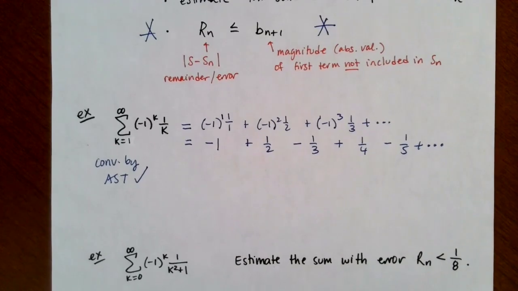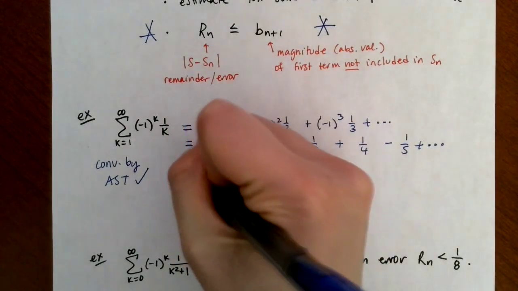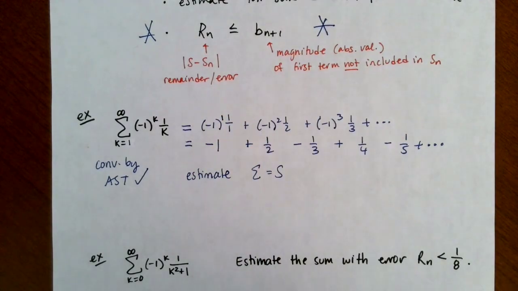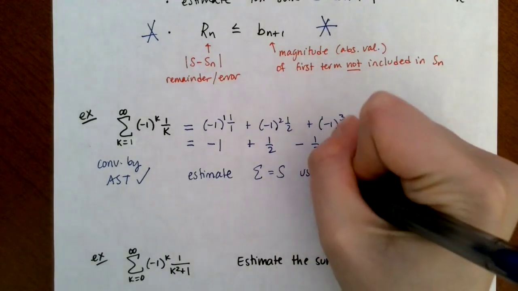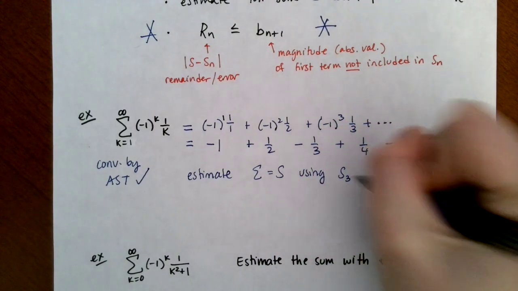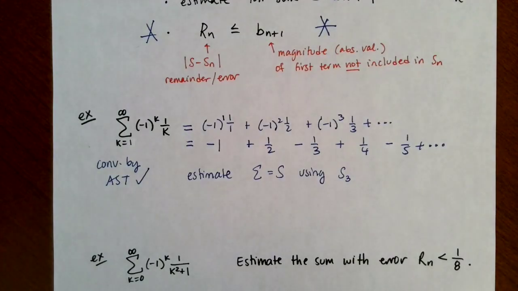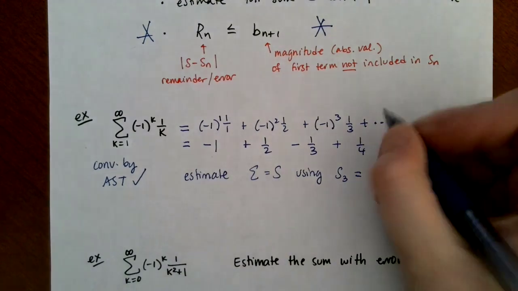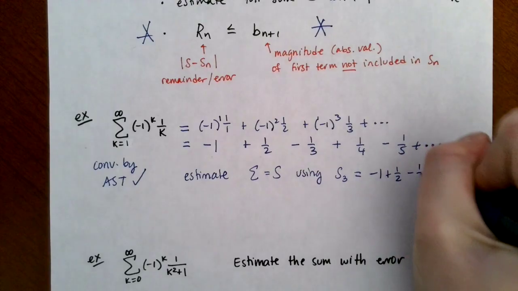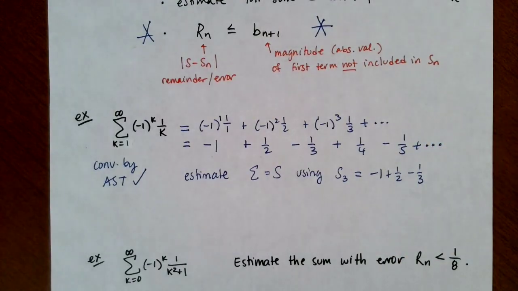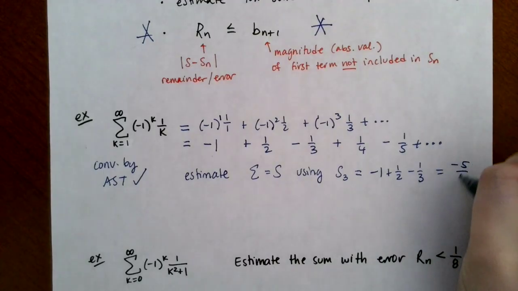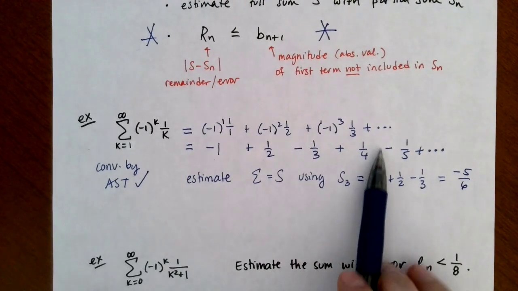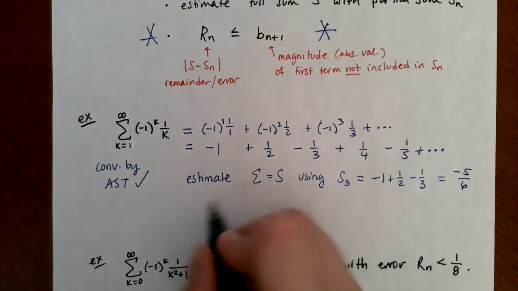Let's say, for example, we want to estimate the entire sum, which above we're calling S, using S3. S3 is the sum of the first three terms, so -1 plus a half minus a third. If we make a common denominator here, that should come out to -5 over 6. And then what this theorem tells me is that this is no more than 1/4 away from the correct answer.